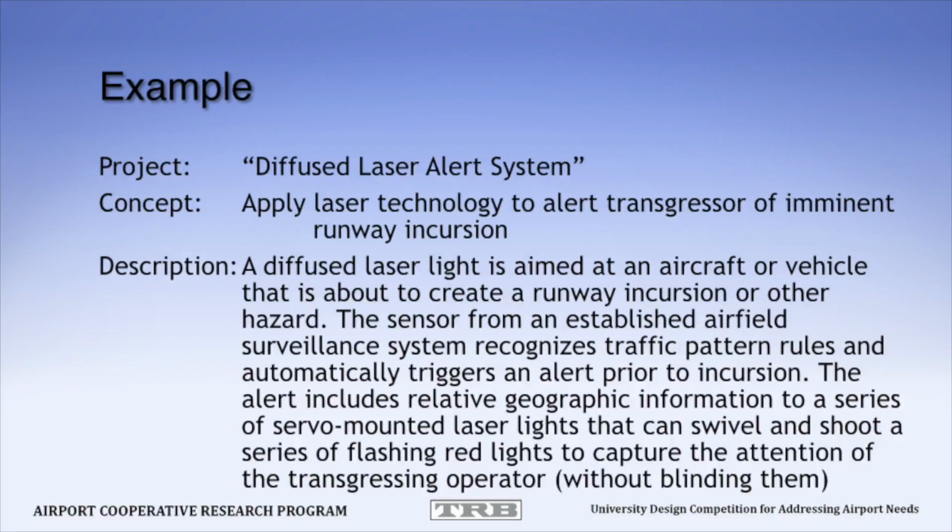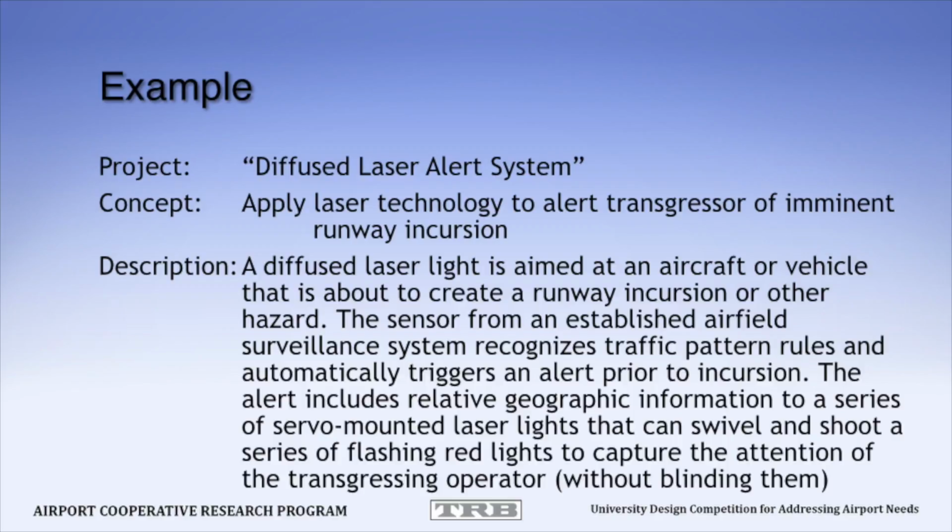This is a project where you can easily see how the benefit cost guidance can be applied. So I just made this up. Maybe you guys are already working on this. It's what I would call a diffuse laser alert system. So the concept is to take laser technology to alert somebody that's about to transgress on a runway and prevent a runway incursion. The way this would work is there's a diffuse laser light aimed at an aircraft or a vehicle that's about to create a runway incursion or some other hazard.